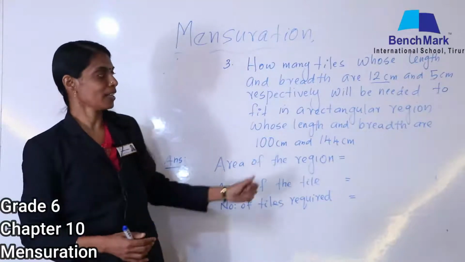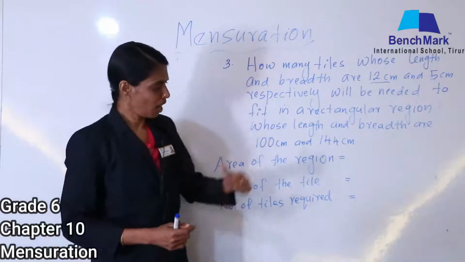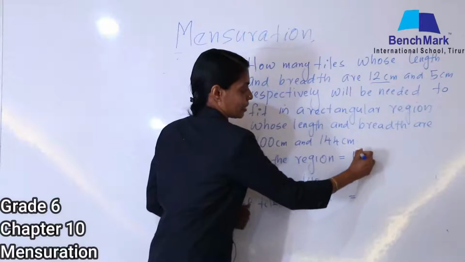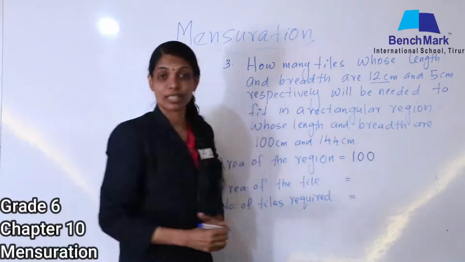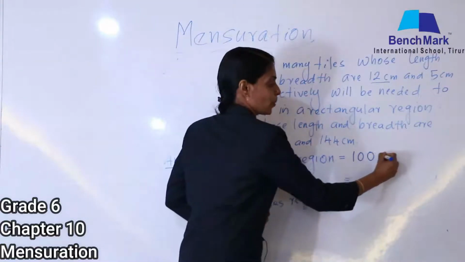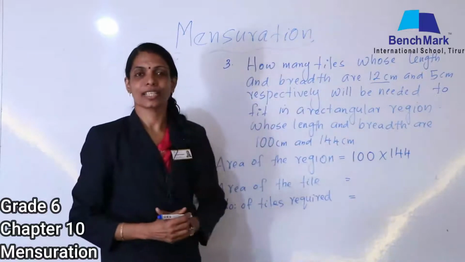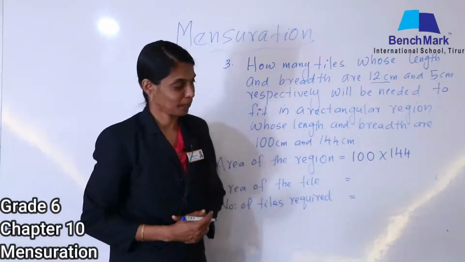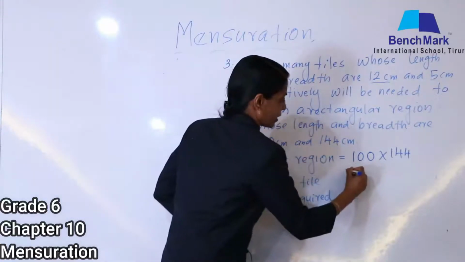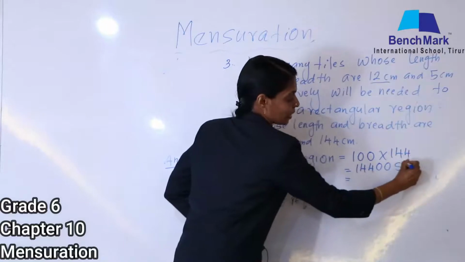To find the area of the region, we need its length and breadth. How much is the length of the region? Yes, it is 100 centimeters. And how much is the breadth? It is 144 centimeters. So we have to multiply those two numbers to get the area of the region. 100 times 144 will give you the answer of the area of the region.